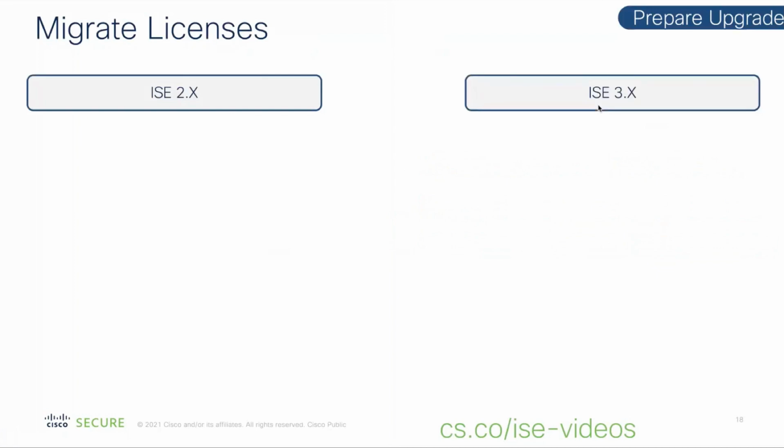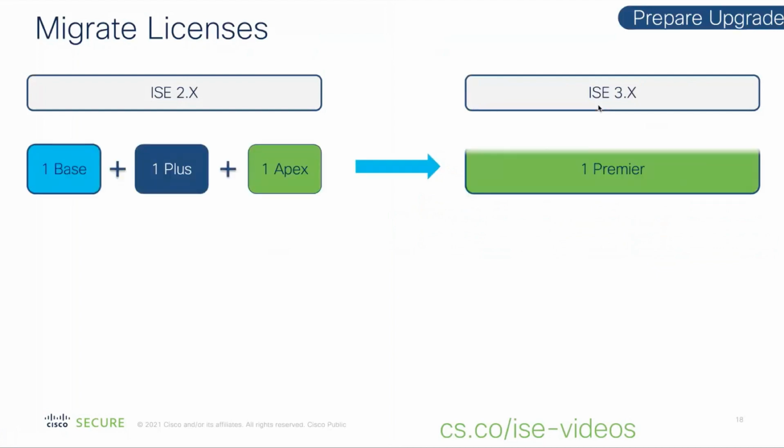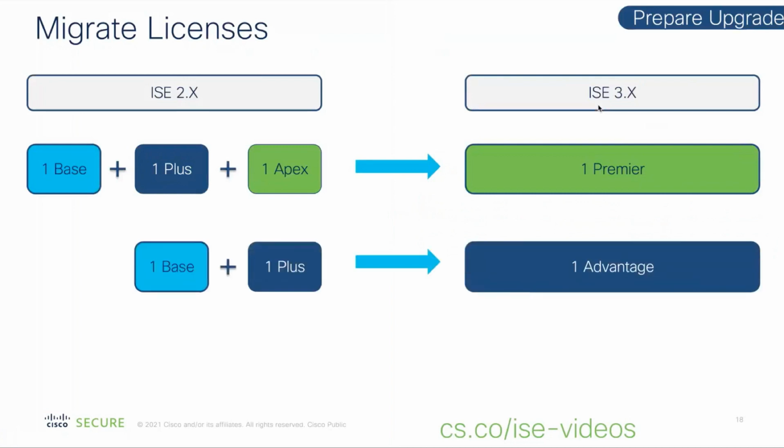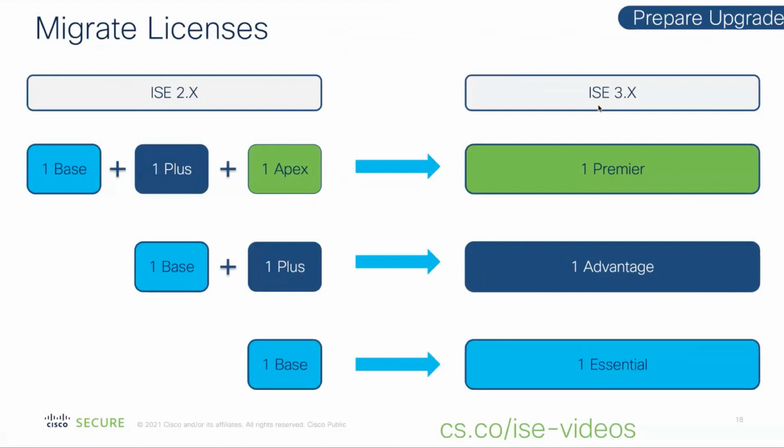the licenses have been changed in the 3.x version. So you got to migrate your licenses before upgrading your deployment. Basically, 2.x is kind of a Lego model, whereas 3.x is kind of a nested model. The base, plus and apex features are combined together, and it was included in the Premier license. Whereas base and plus features are combined together, and it was included in the Advantage license. The base license will be migrated to Essential license.